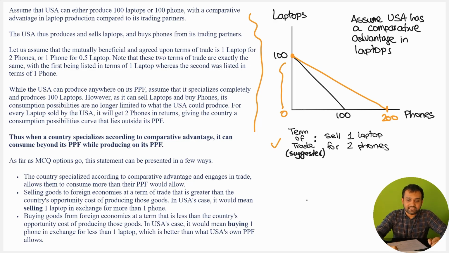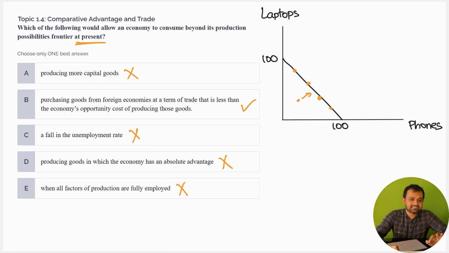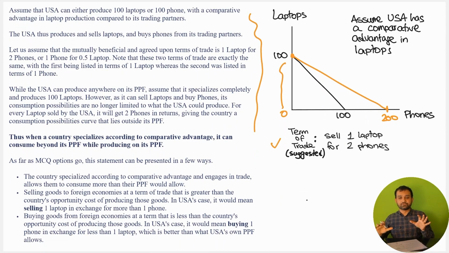But of course, if you go back to the option provided, it doesn't say that, right? It's bringing in terms of trade and opportunity cost. So let's dig deeper into it. There are 2 ways of looking at it. First, USA is able to consume outside its PPF because it is getting a better trade-off, or better terms of trading with partners, compared to what it gets in its own production possibility curve.